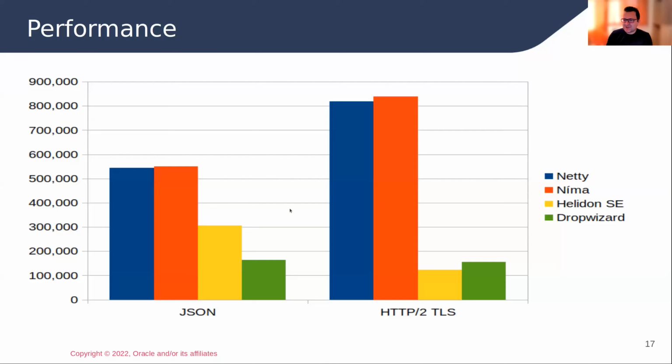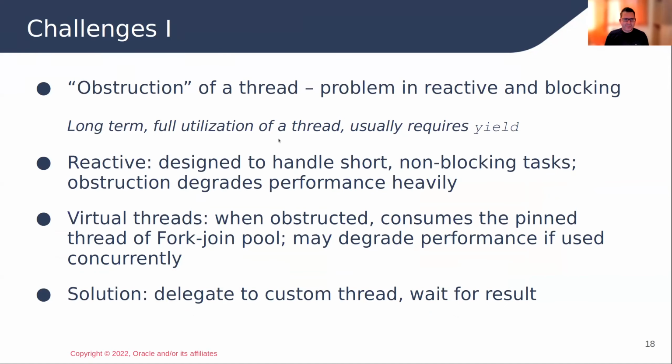Okay, so I will go to the next slide. So I will now start with the challenges. First challenge that you have with virtual threads, if you followed Twitter around virtual threads, you would find out that this was one of the first things that occurred: what happens if you obstruct the thread? So what is an obstruction of a thread? You start a process that is long-term, basically fully utilizes your thread. It doesn't block on anything, it just does computation, for example. And usually it requires some kind of use of yields and so on the thread, so you don't kill your hardware.